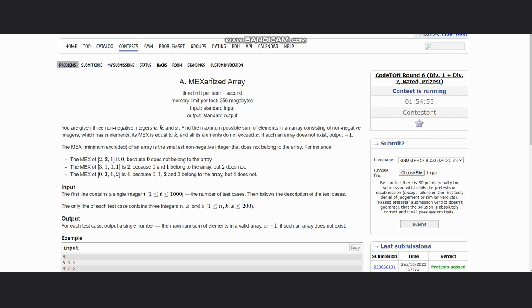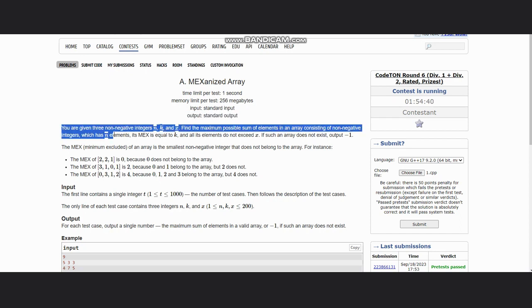So here we are discussing the question Maximized Array from CodeTON Round 6. The problem states that you are given three non-negative integers n, k and x. Find the maximum possible sum of elements in an array consisting of non-negative integers which has n elements, its mex value is equal to k, and all its elements do not exceed x. If such an array does not exist, output -1.